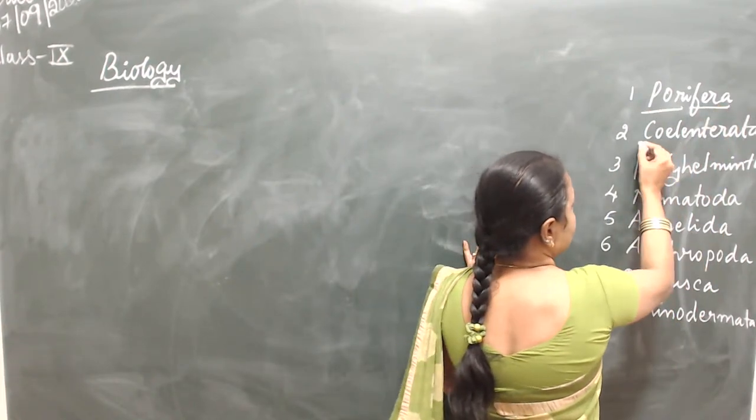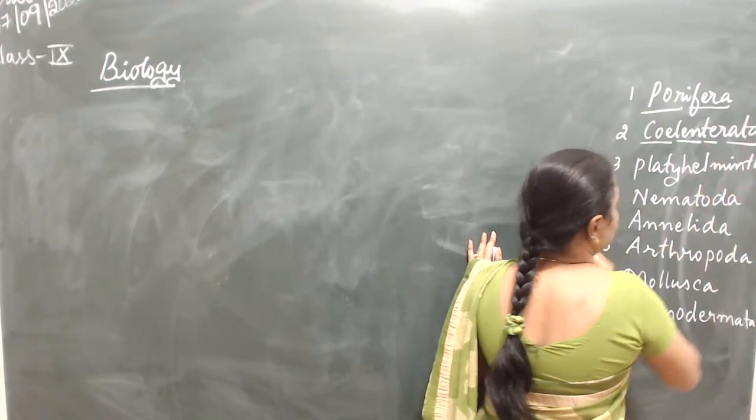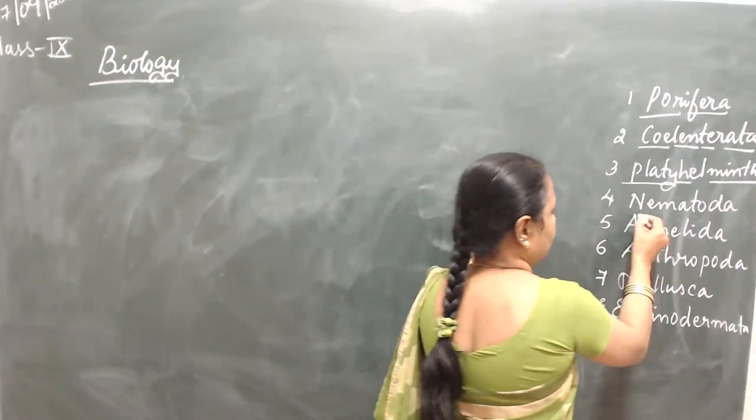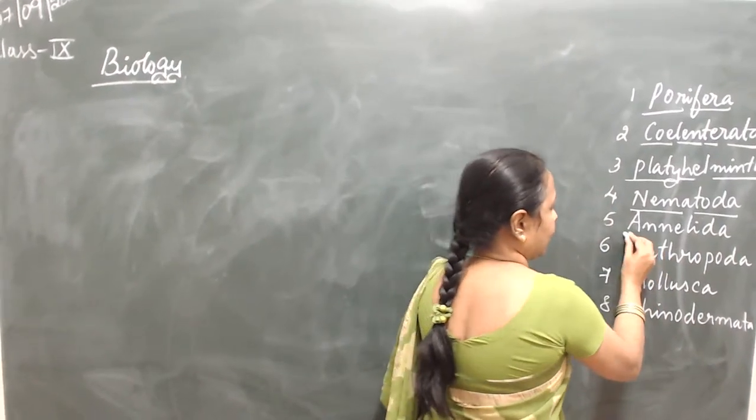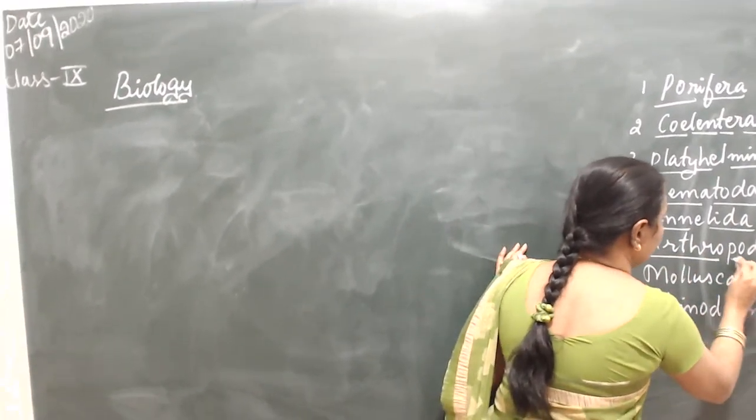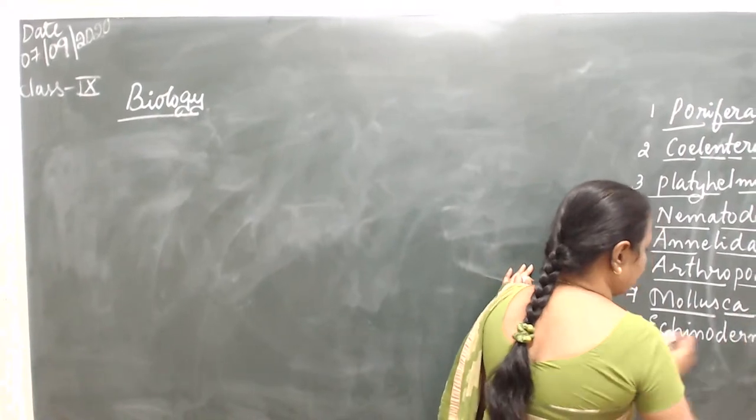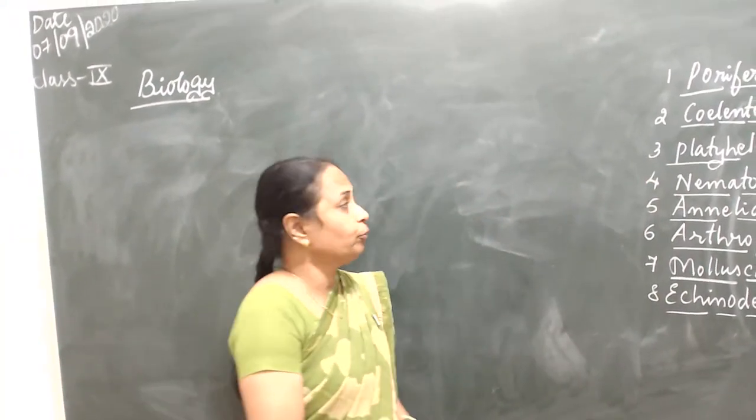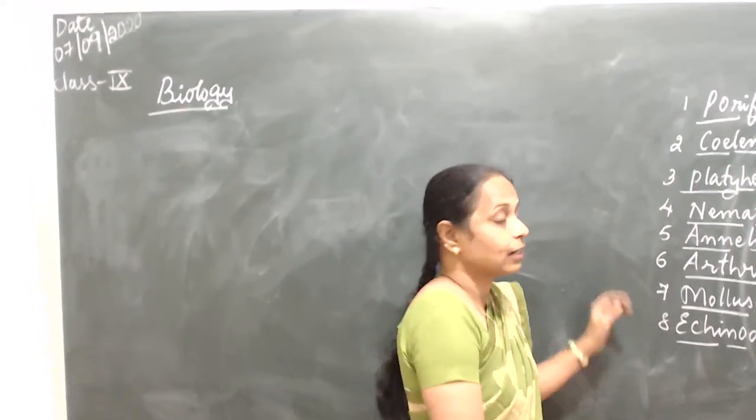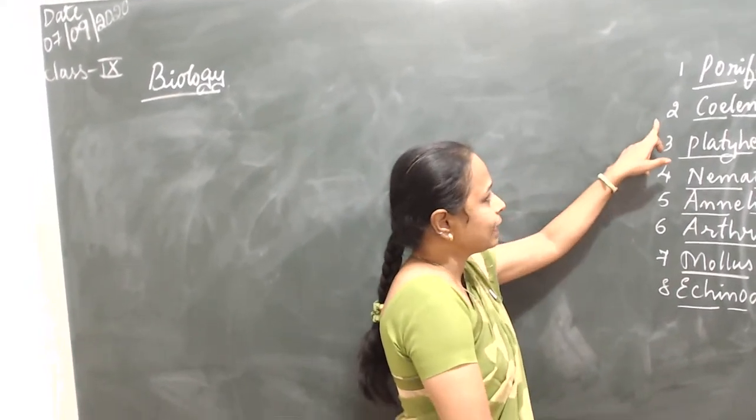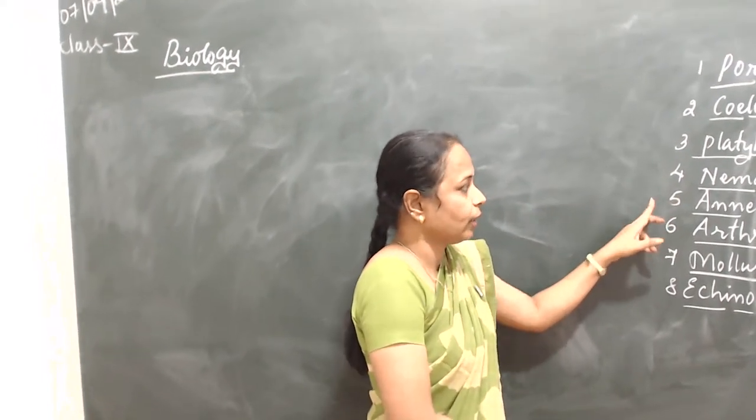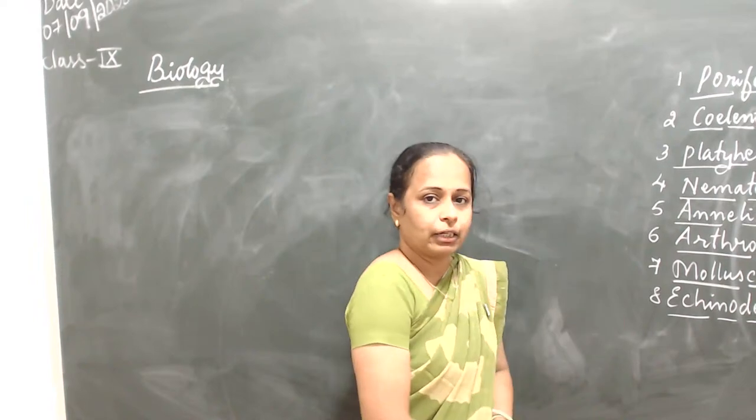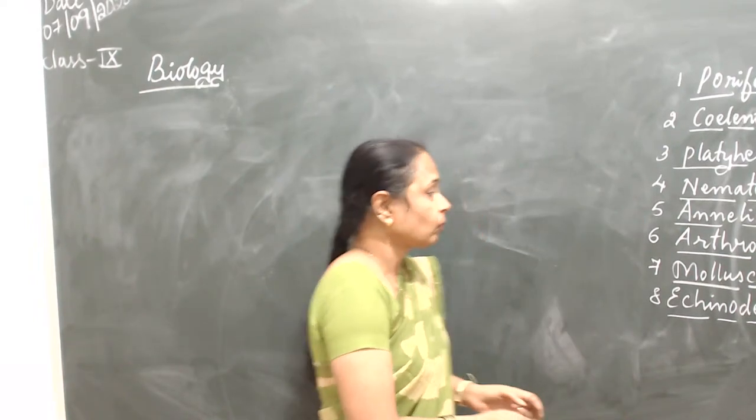Porifera, Coelenterata, Platyhelminthes, Nematoda, Annelida, Arthropoda, Mollusca, Echinodermata. Okay, children, you need to follow the order. Once again, another reminder for you all: Porifera, Coelenterata, Platyhelminthes, Nematoda, Annelida, Arthropoda, Mollusca, Echinodermata. Three have already been done for you. We are going to the fourth one now.